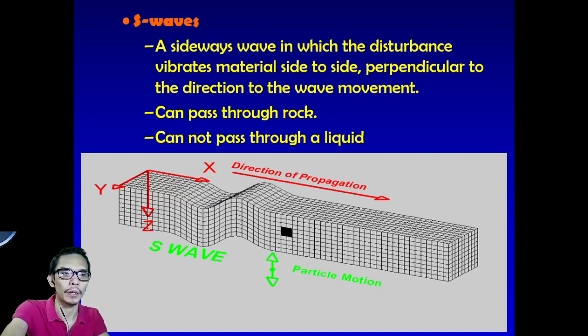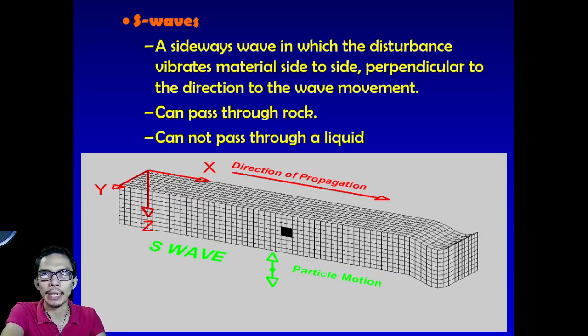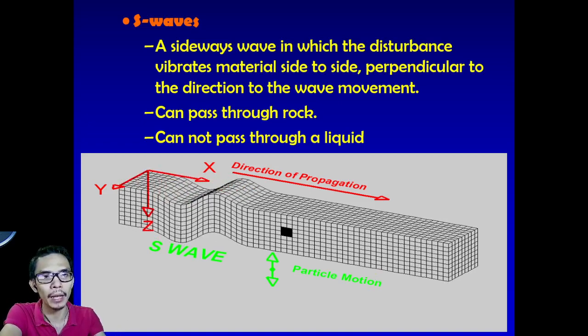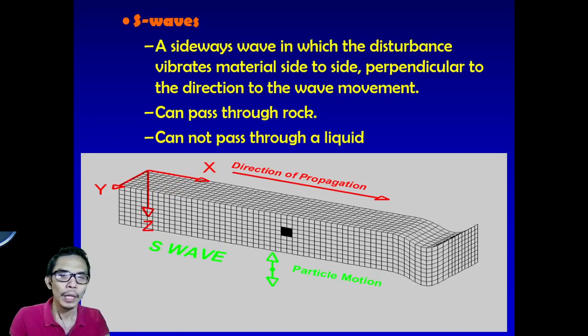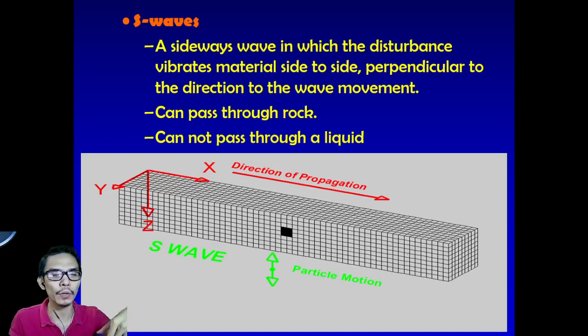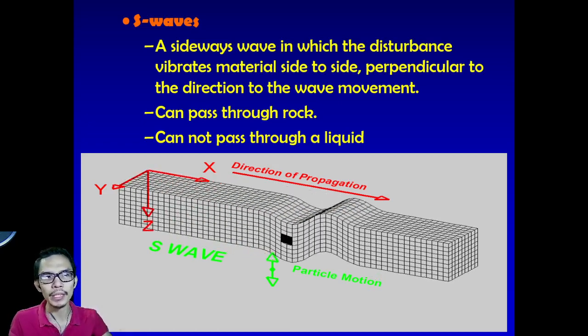All right. So now I will leave a question to you. Why is it that in liquids and gases S waves cannot travel? What makes these materials not allow S waves to travel through them? If you have the answer to that question, you can write it down or type it down in the comment section below.